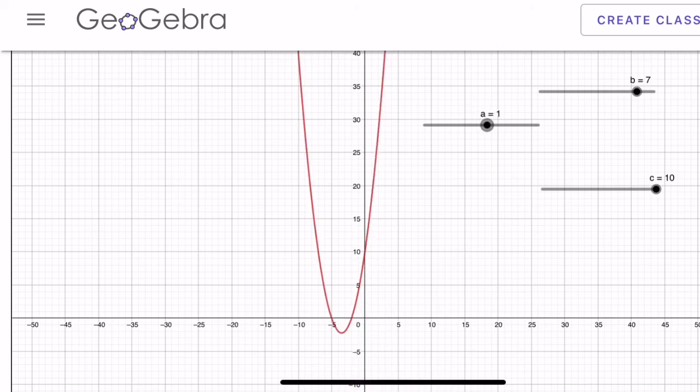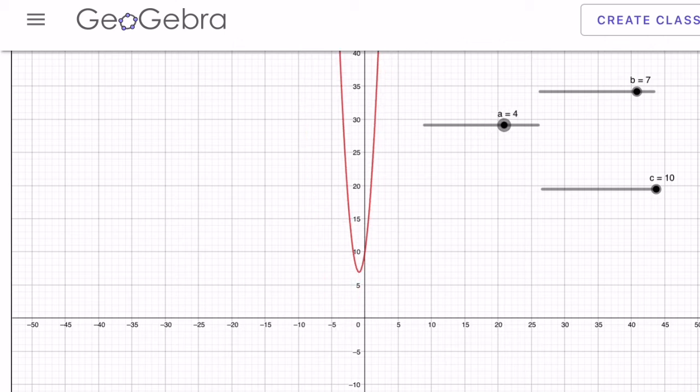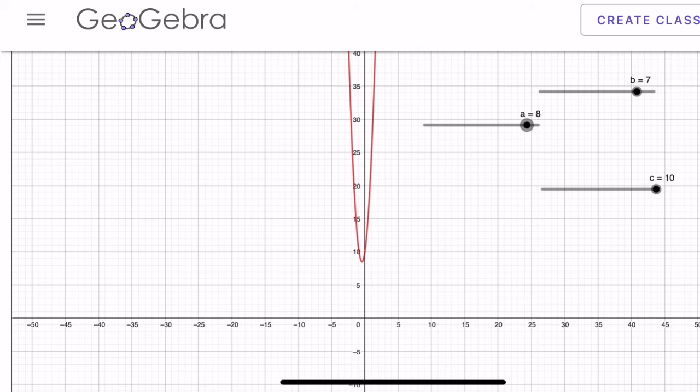For a more than 0, for example a equal to 1, the shape is a U shape. When the value of a is larger than 1, let's say 4, the width of the graph decreases. If I make it bigger, it decreases further, right?